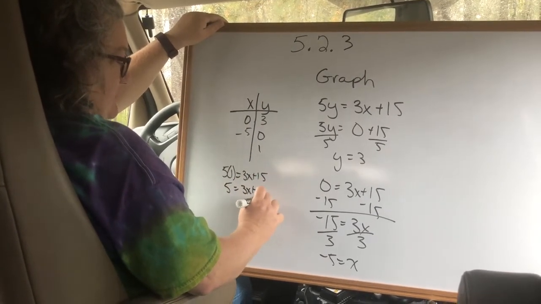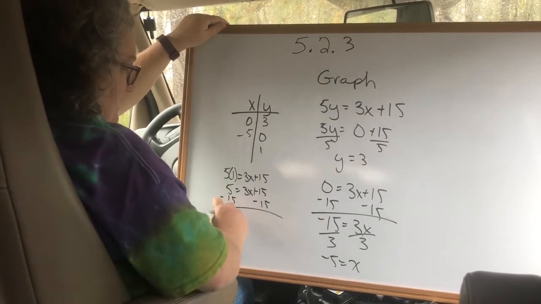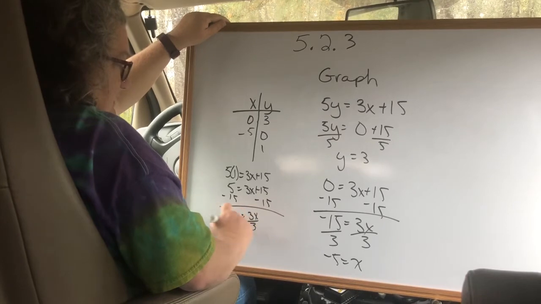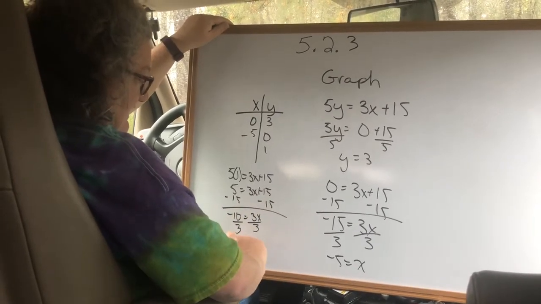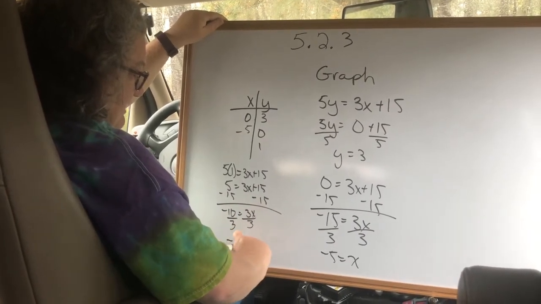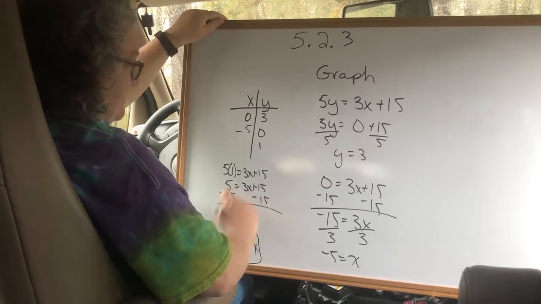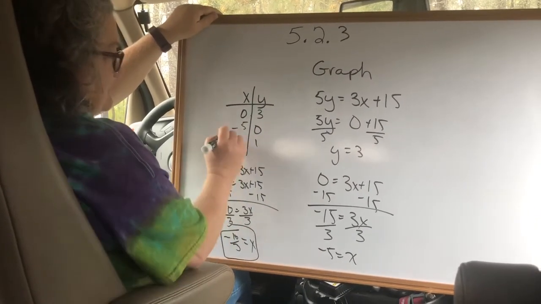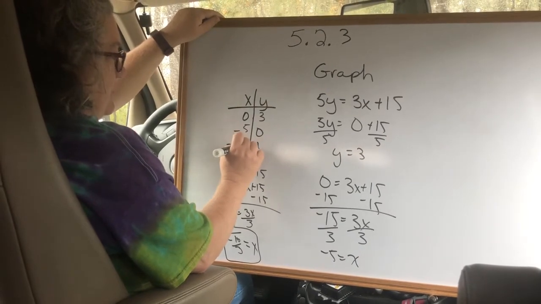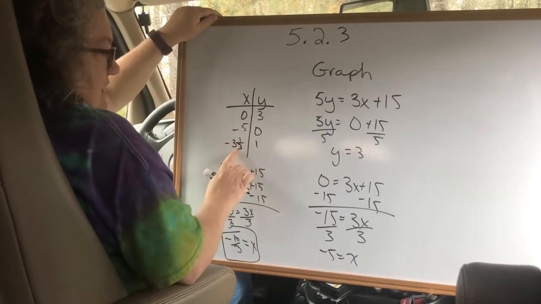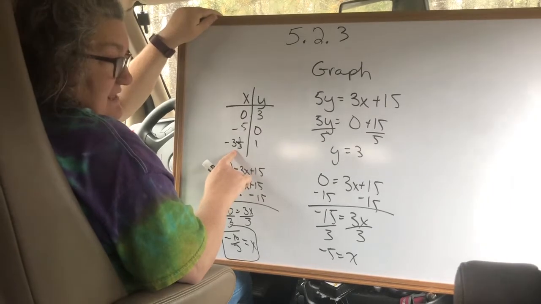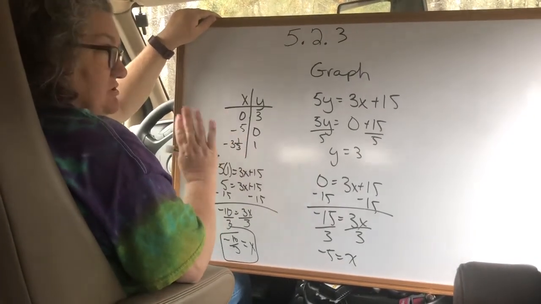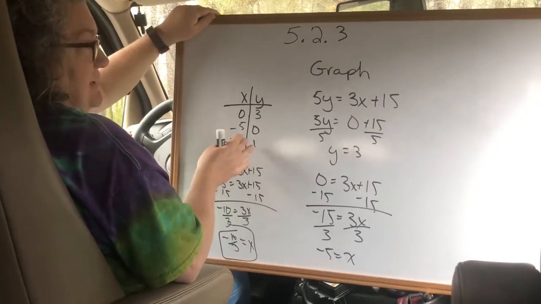I'm going to subtract 15. And I have negative 10 equals 3x. Divide by 3. Negative 10 thirds equals x. Now that's not the prettiest number in the world, but negative 10 thirds is the same thing as negative 3 1/3. Now just as long as we're really close to this, you're not way off, it's going to be okay, because we're just graphing it. We're going to just do the best we can with our line.